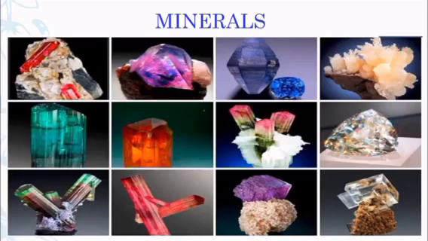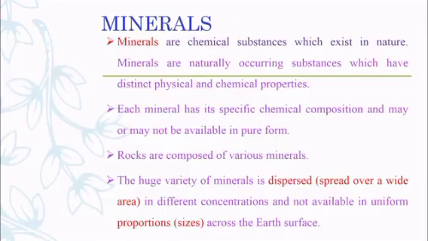Now we are going to see about minerals. Students, here we can see the pictures of minerals. First, we have to know what minerals are. Minerals are chemical substances which exist in nature. Minerals are naturally occurring substances which have distinct physical and chemical properties. Here, distinct means different. Each mineral has its specific chemical composition and may or may not be available in pure form.